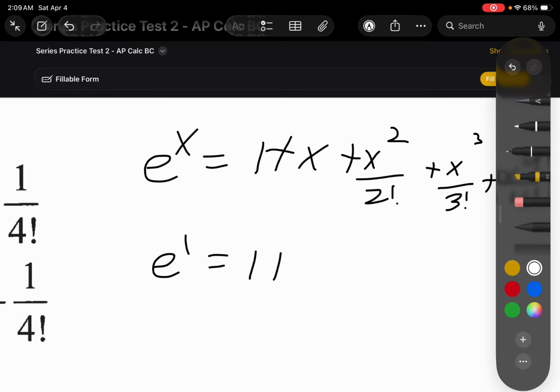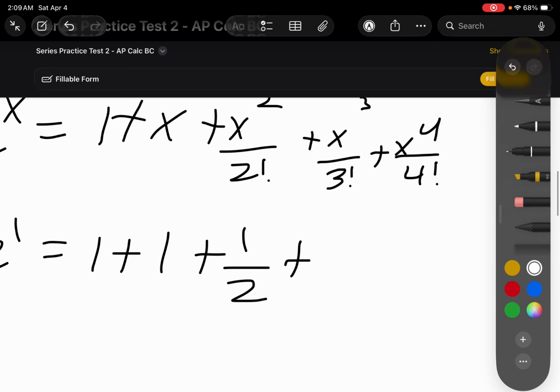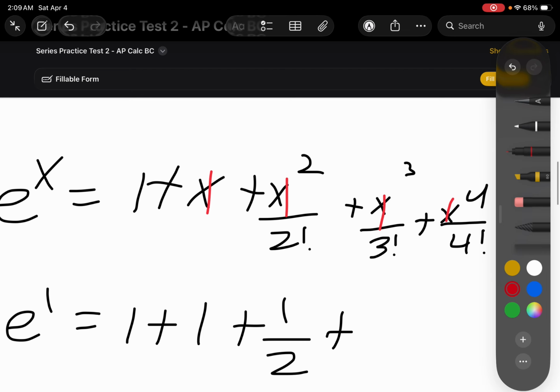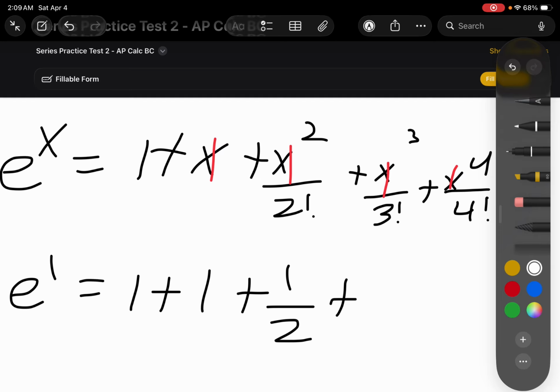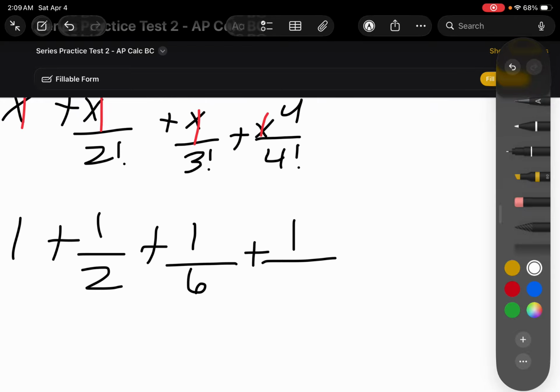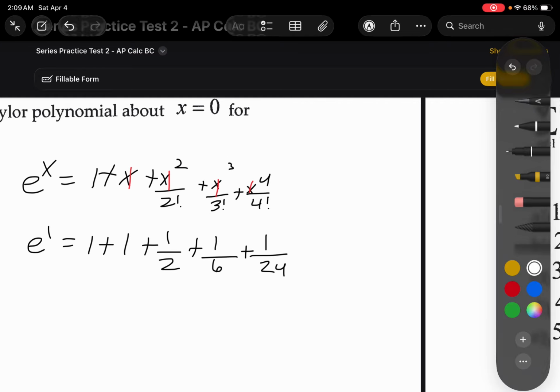So it's going to be 1 plus 1 plus 1/2. We're just going to replace all the x's with 1. So boom, boom, boom, boom. This is going to be really easy. The only thing that's going to change is the denominator because of our factorials. 3 times 2 is 6 times 1, that doesn't do anything, plus 1 over 4 times 3 times 2 is just going to be 24.